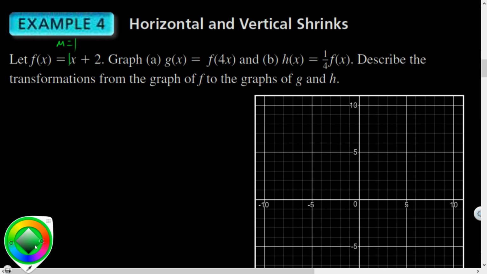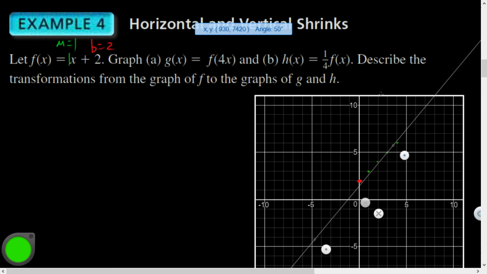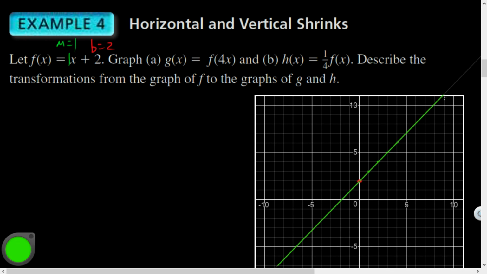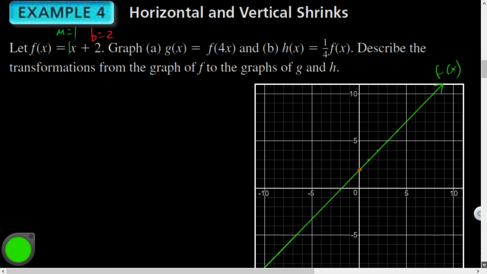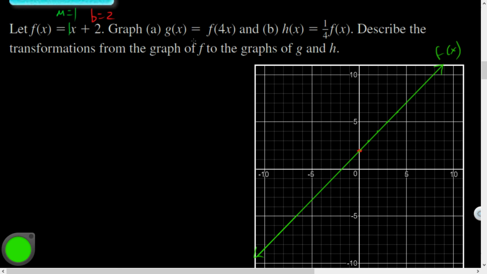So the slope is 1. Y-intercept is 2. So y-intercept is 2 here, slope is 1, that's the classic up 1 over 1, up 1 over 1, up 1 over 1, up 1 over 1. Draw my line. It got off a little bit there at the end, but that's fine. So here's my original function. We'll call this function f of x, because that's what they called it. Like so. Now g of x, they're saying, is the same as f of 4x.